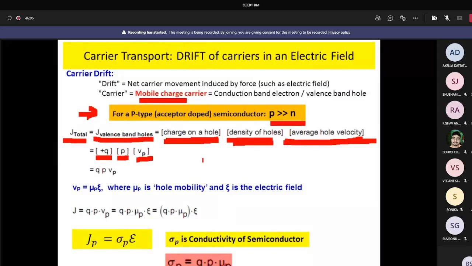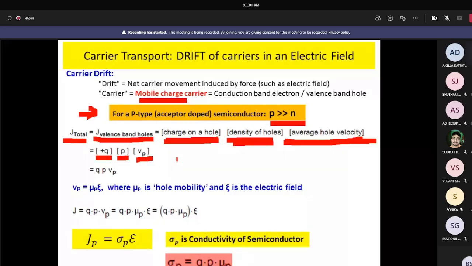Sir, can we consider the hole as a proton here? No. This is the electronic charge, the absence of an electron. For N-type, if I consider it, the value will be minus Q, times the electron concentration N and the velocity of the electron vn. I am talking about P, so this is the hole charge, Coulombic charge plus Q.